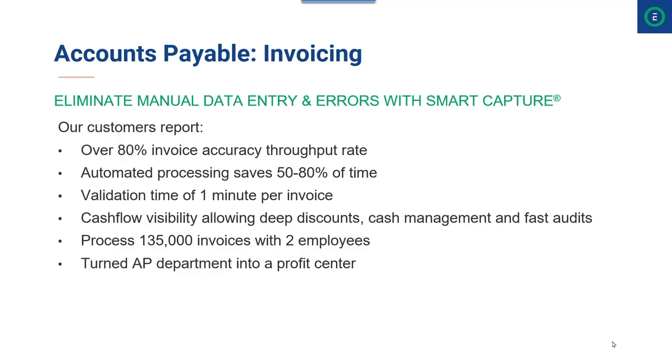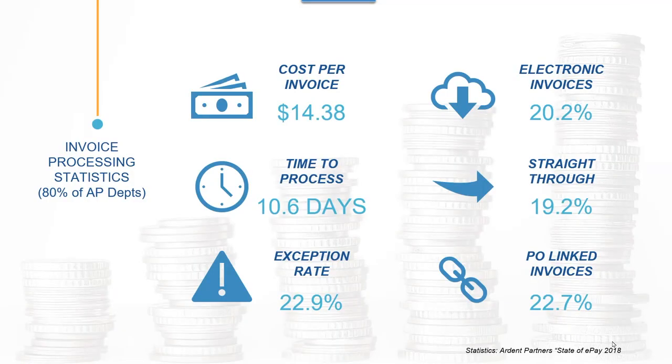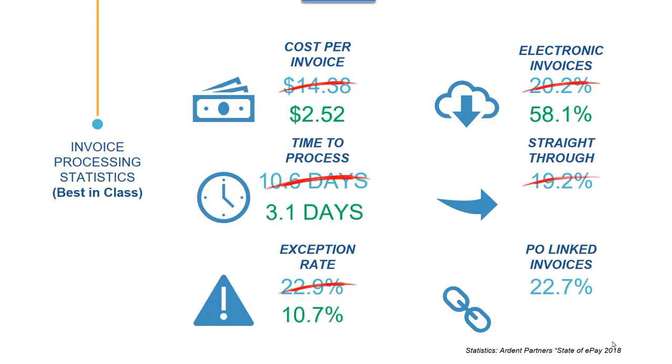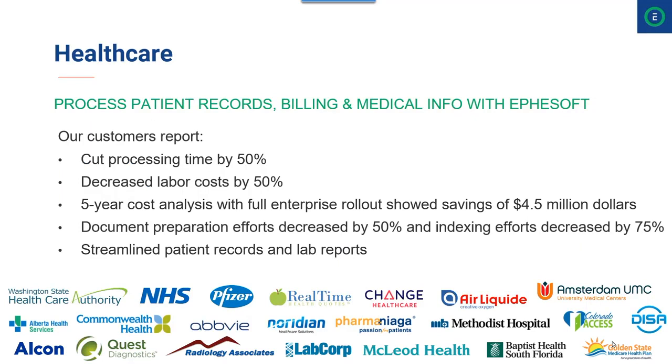Manual AP processes are time-consuming, error-prone, and open to fraudulent activity. The cost to process a single invoice averages around $14.38, takes almost 11 days, and rarely can be straight-through processing. With Smart Capture, we slash that processing cost to $2.52, from 11 days to 3 days, and increase straight-through processing to 63%. It doesn't stop in the AP department.